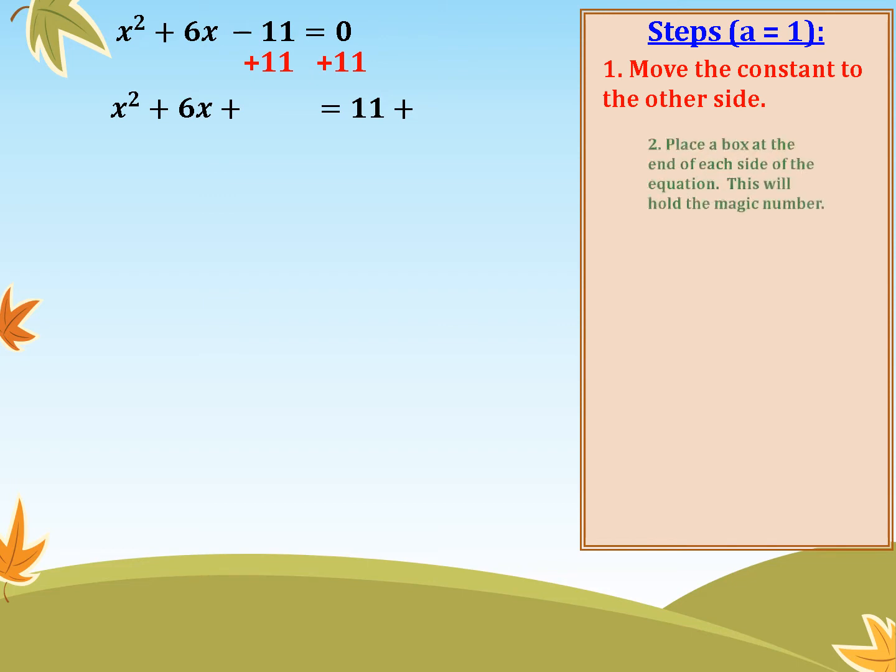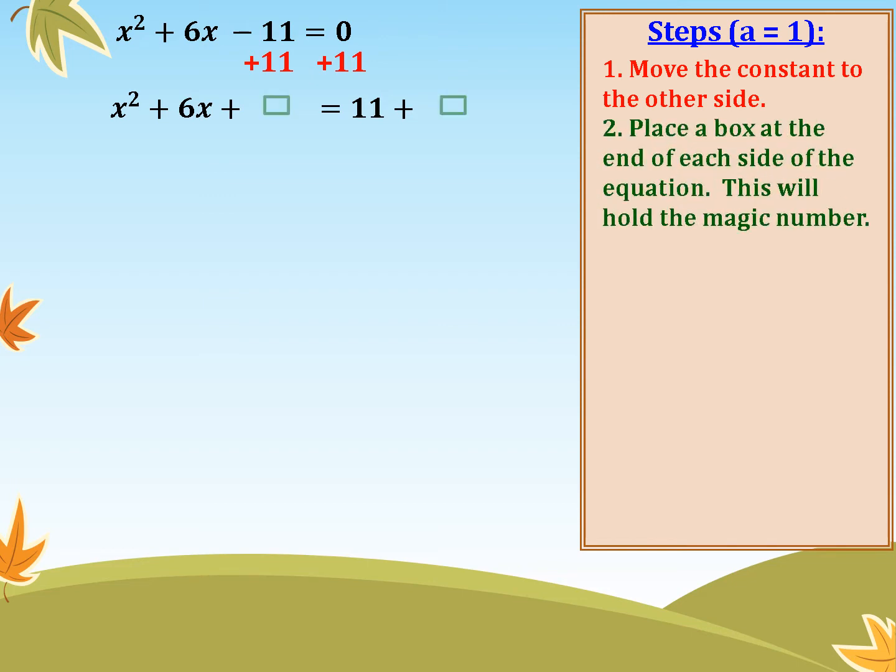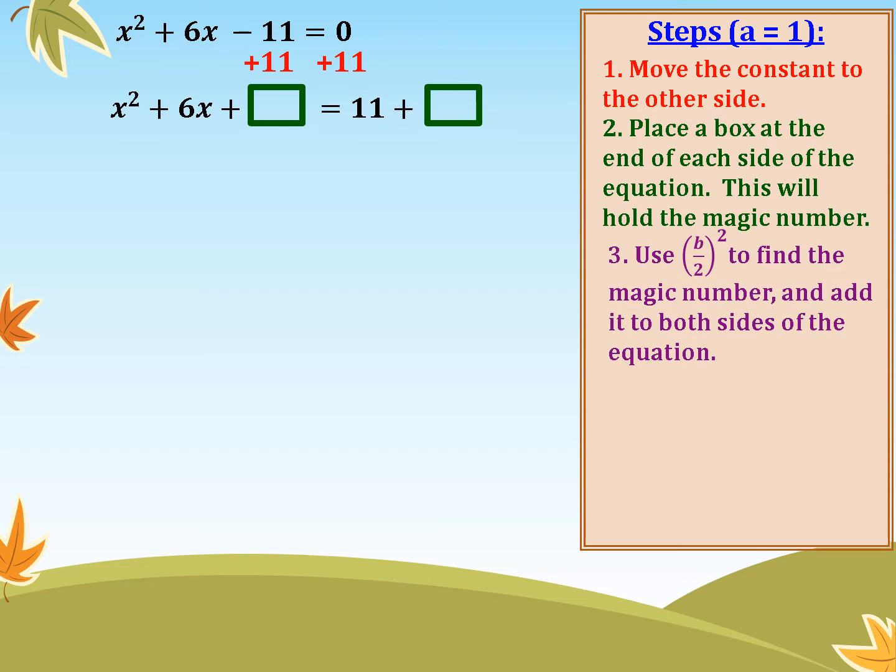So at the end of each side of the equation, we are going to place a box. Those boxes are going to hold what we call the magic number. That's the magic number that's going to turn the left side into what we call a perfect square trinomial, meaning it's going to be x plus something times itself or x minus something times itself. So how do we calculate this magic number? To calculate the magic number, you are going to take b divided by 2 and square it.